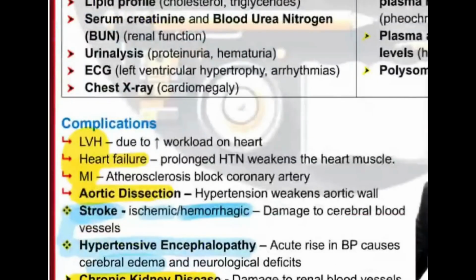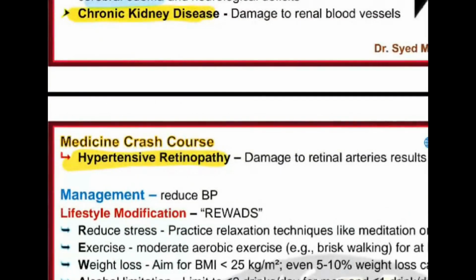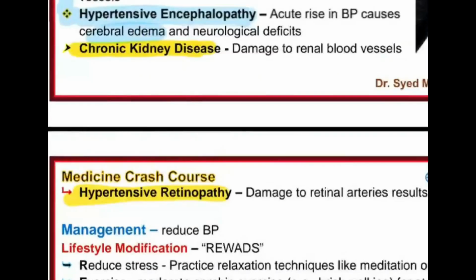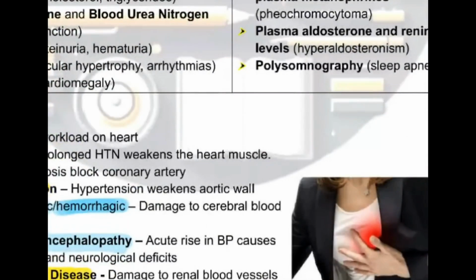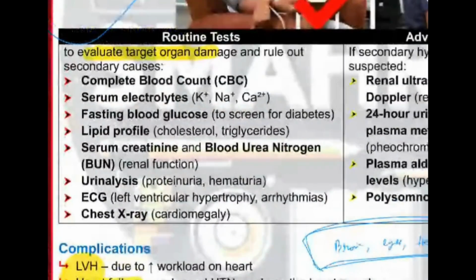So how many organs are damaged here? 1, 2, 3, 4. So minimum 4 organs damaged. We say end organ damage. So tell me, what are the end organs? From top to bottom, we have the brain, eyes, heart, and kidneys. Okay, so these are the end organ damages. So your investigation will focus only on this.